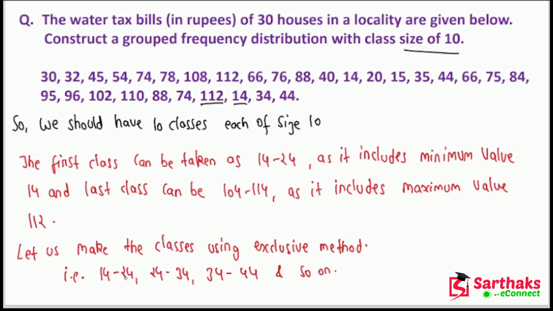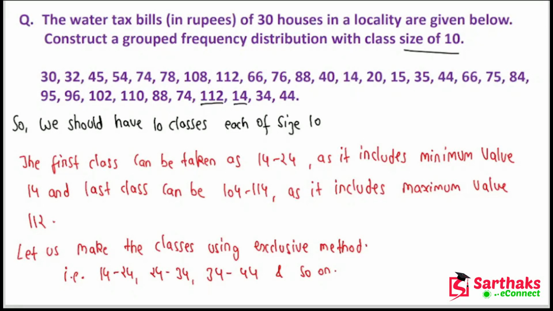Now you can clearly see this 24 is repeated two times. So clearly the upper limit 24 would not be included in this class, and it would be included in this class 24 to 34, right? Similarly 34, that is the upper limit, will not be included in this. It will be included in 34 to 44. So that is the exclusive method. It is your choice if you want to make it exclusive or inclusive.